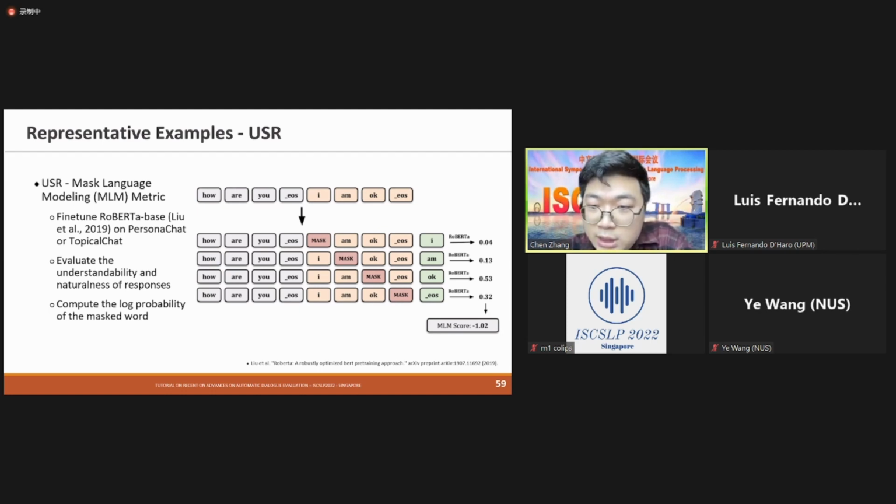compute the log probability of each masked word. For example, here, given the context, how are you? Then the original response is, for example, I am okay. So they mask 1 word at a time. Then use the fine-tuned RoBERTa to give a score. For example, we first mask I, then we see what the log probability is for the model to predict I, and so on and so forth. Then after that, we add them up, then we negate the sum. This is because usually the log probability score correlates in a negative way with the human score. So that's why we negate here.